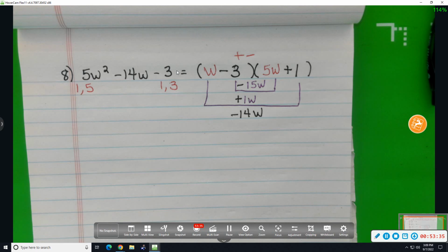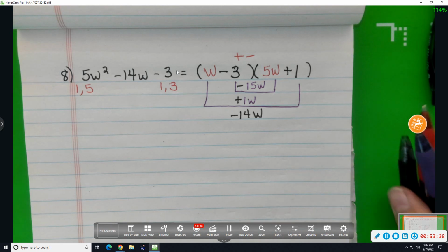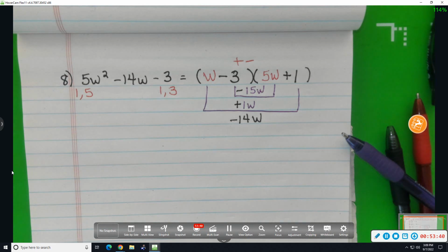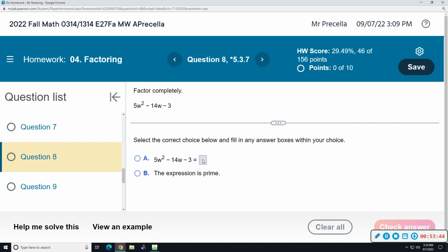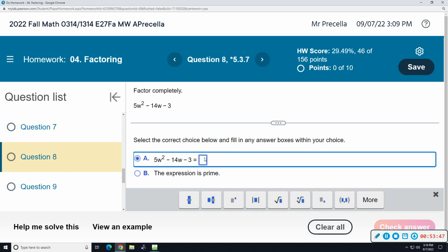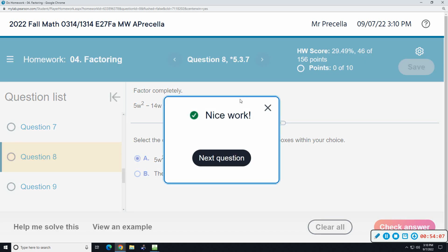Any questions there? So let me see. Parentheses, w minus 3, parentheses, open parentheses, 5w plus 1, close parentheses. Okay.